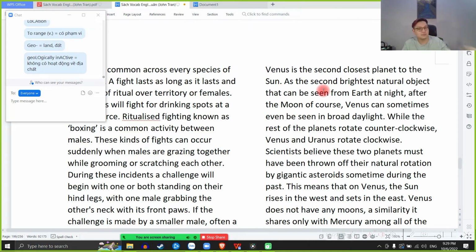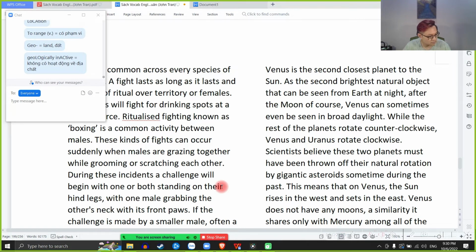While the rest of the planets rotate counterclockwise, Venus and Uranus rotate clockwise. Uranus, âm đầu nha.